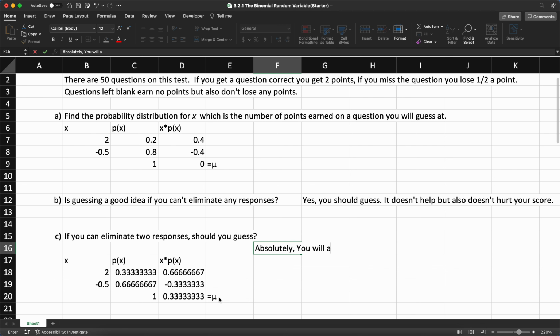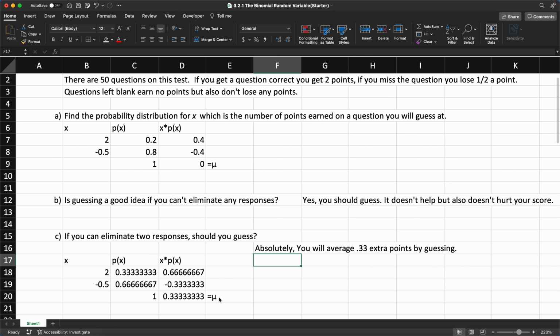You will average 0.33 extra points by guessing. Again, this is on a large scale. Now, does this mean that if you guess on one question, you're not going to lose points on it? Of course you might lose points on it, because you still have a 2 out of 3 chance that you're going to not get the question right.